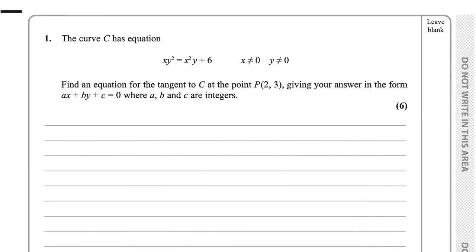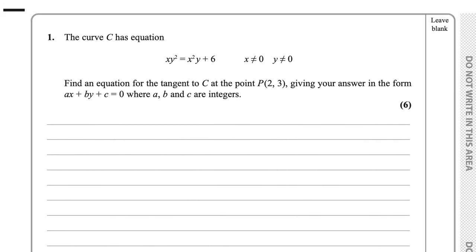Okay, question number 1, 6 marks. Are we ready? So, the curve C has equation xy squared equals x squared y plus 6. Find an equation for the tangent to C at the point (2, 3), giving your answer in the form ax plus by plus c equals 0.